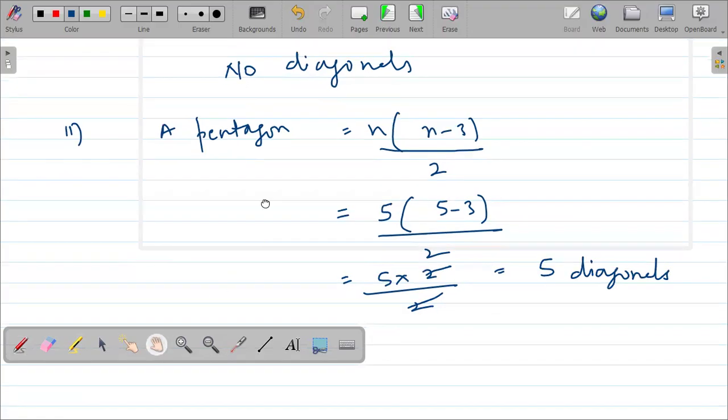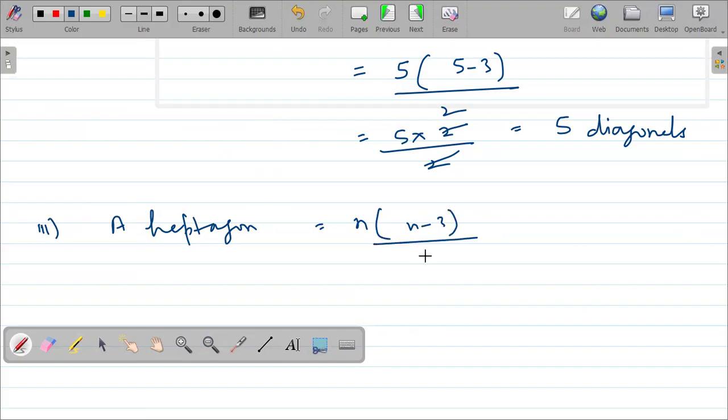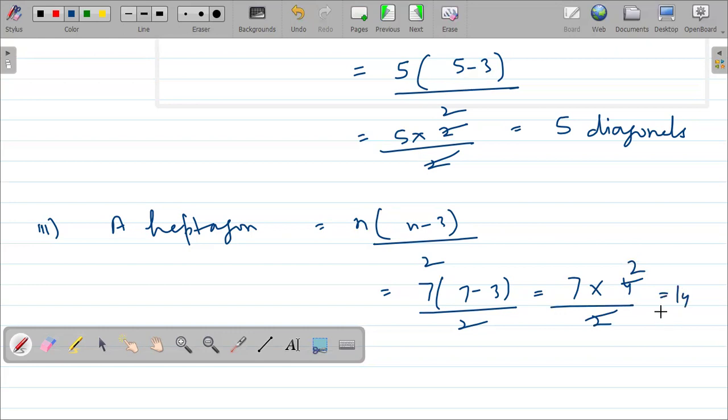Let's move further. Third part, a heptagon. The same formula will be used: n into n minus 3, divided by 2, where n is 7. That is 7 into 7 minus 3, divided by 2, that is 7 into 4 by 2, which is 14. So a heptagon has 14 diagonals. So it was all about part B, question number 1.